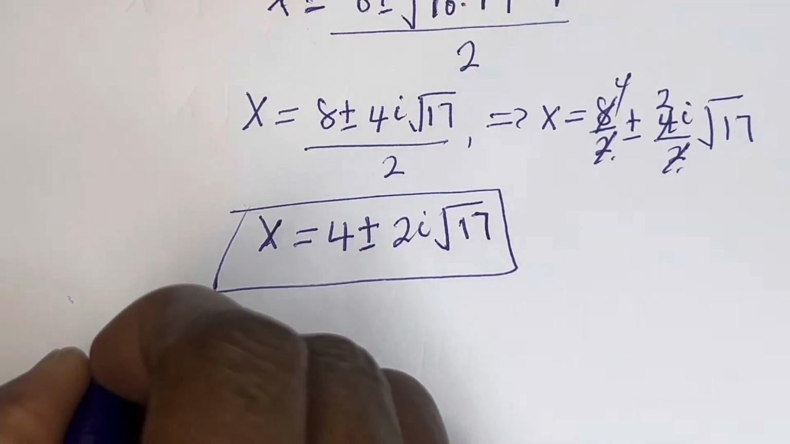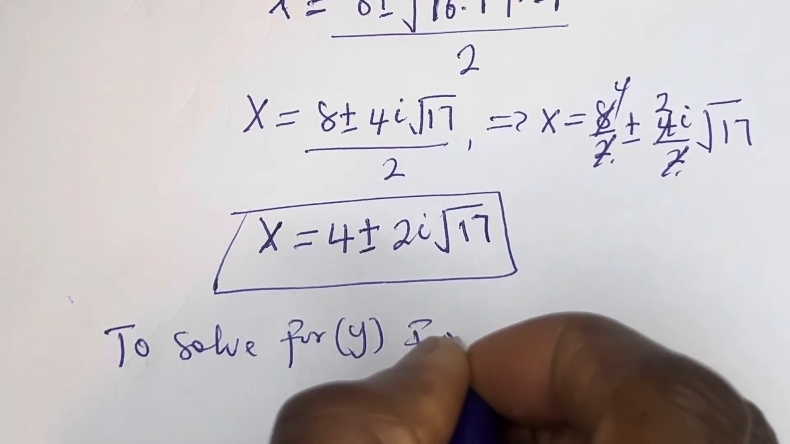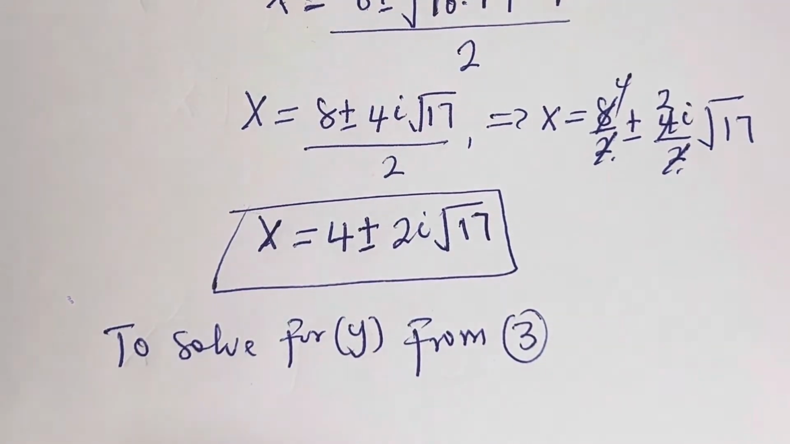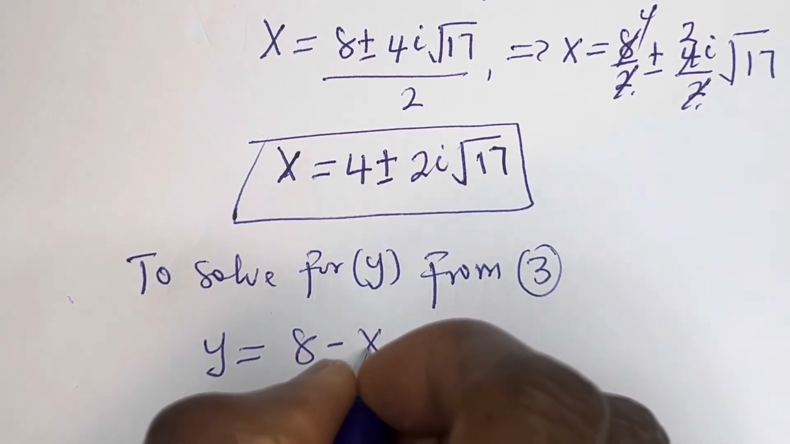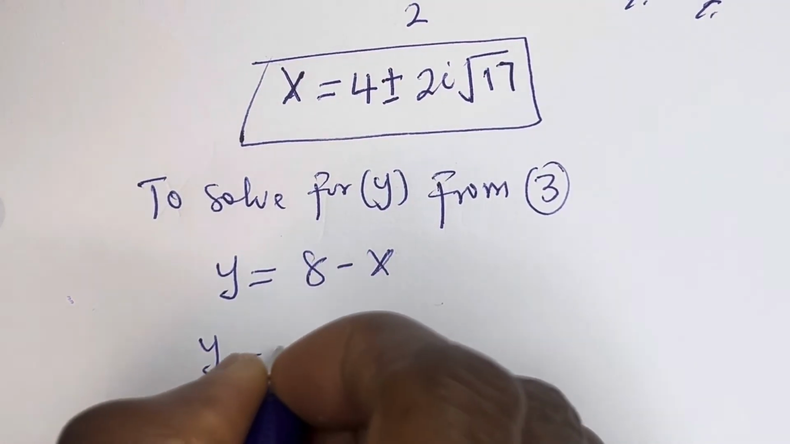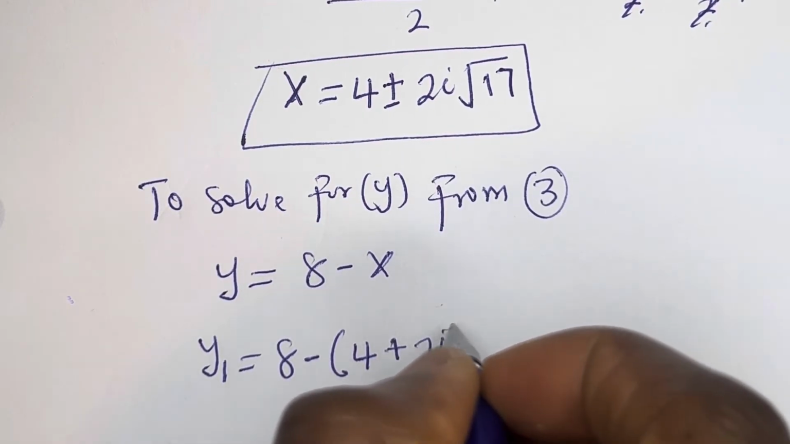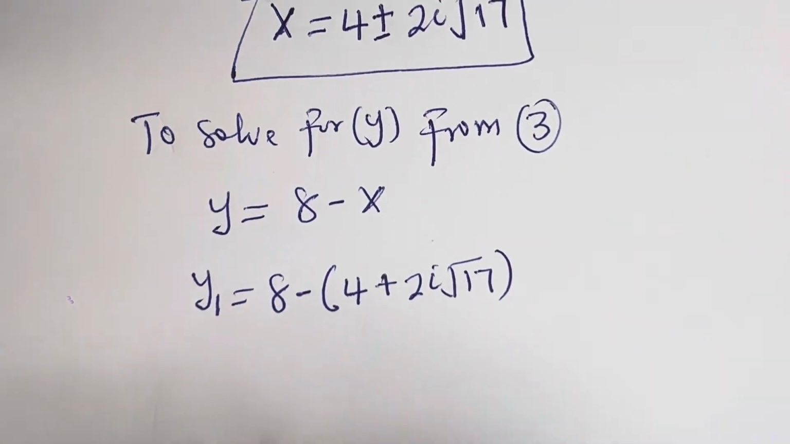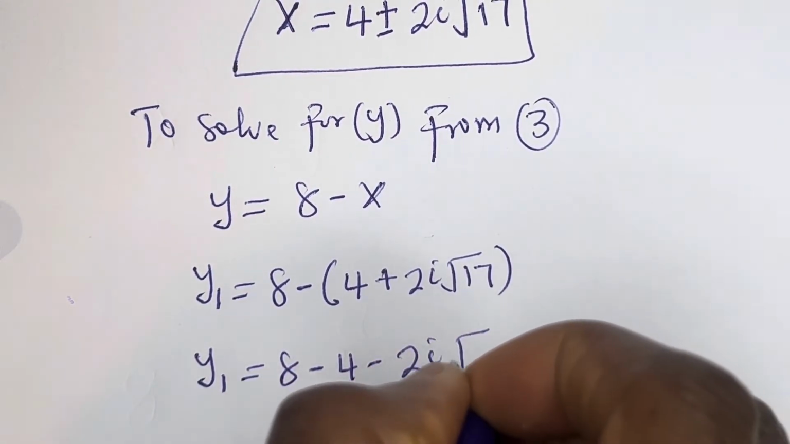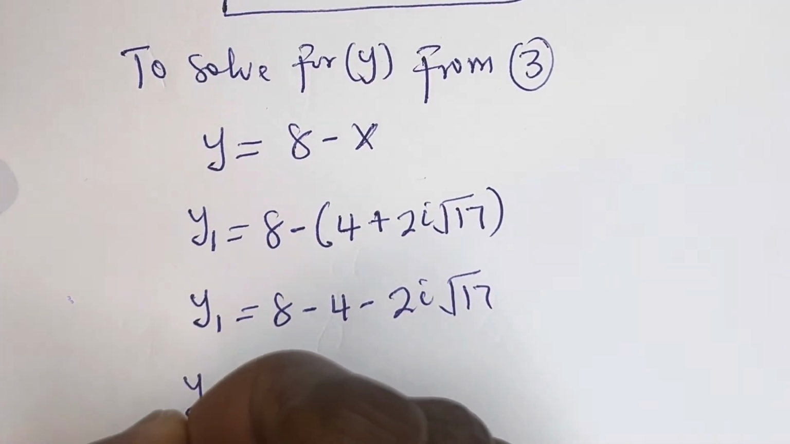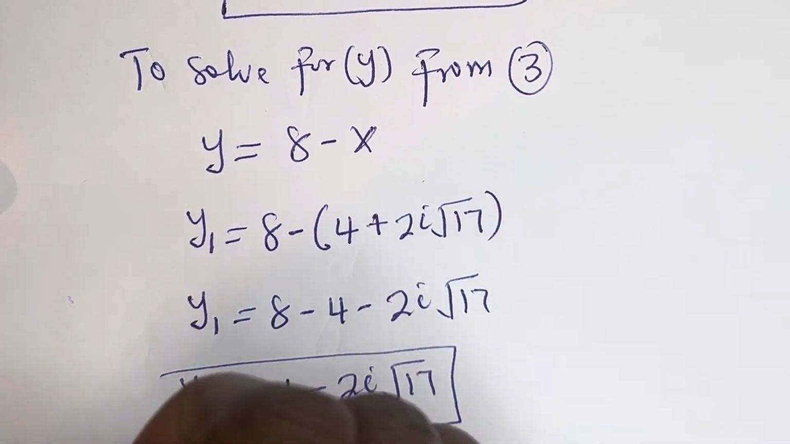Let's solve for y. To solve for y, from equation 3, we have y is equal to 8 minus s. y1 is equal to 8 minus s1, which is 4 plus 2i square root of 17. y1 is equal to 8 minus 4 minus 2i root 17. y1 is equal to 4 minus 2i square root of 17. This is the value of y1.